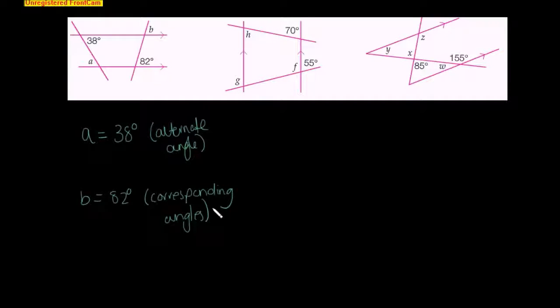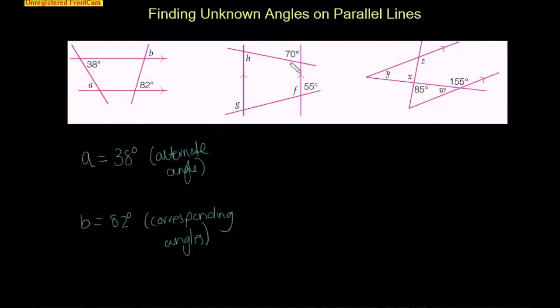Okay. So we found our two unknowns for the first example there. For example number 2 here, we've got 3 unknowns. Our parallel lines in this case are horizontal, and we've got our upper and a lower transversal. So the first one we'll find is H. Now, H is in exactly the same relationship as A and 38 was. H is the alternate angle to 70, so they're going to be equal.